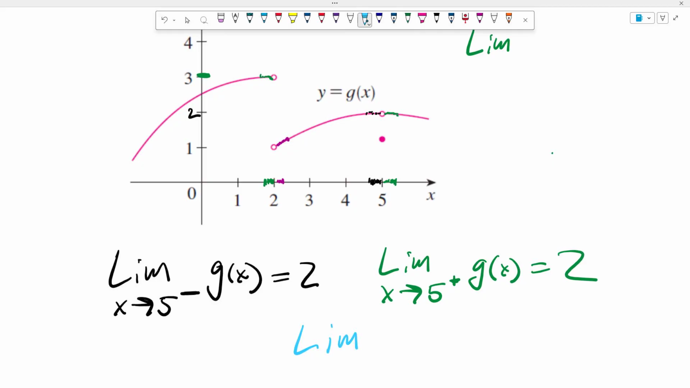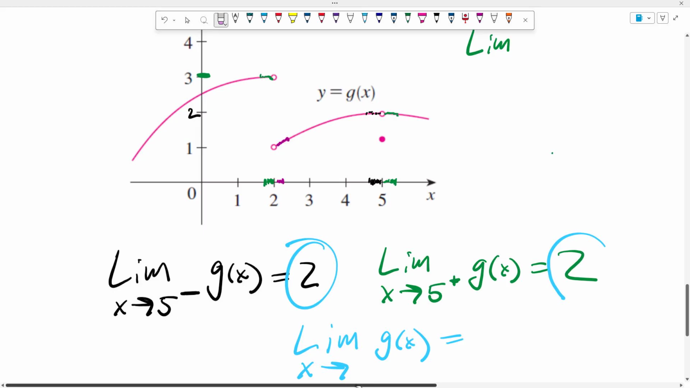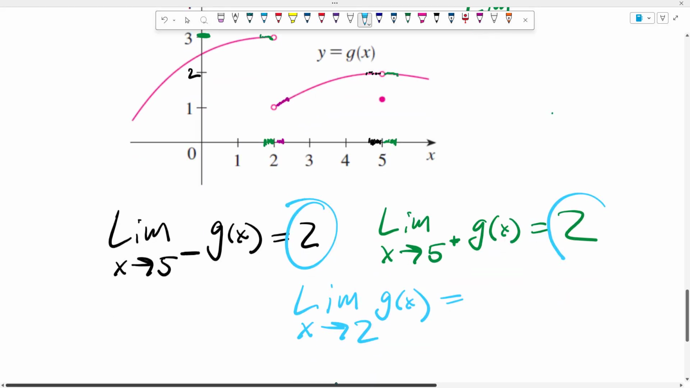So what is the limit as x approaches 2? 1. This, sorry, 2. My bad. 5. My bad. Since the left-hand limit equals the right-hand limit, the limit is exactly equal to 2.